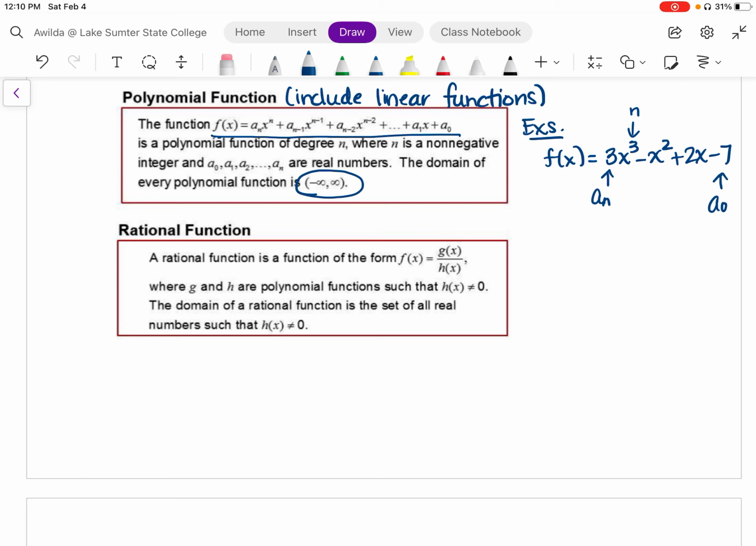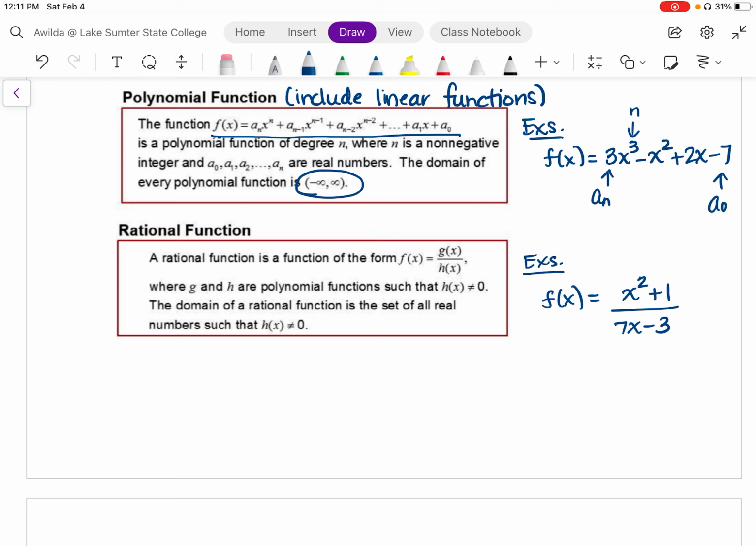In a rational function, we have f of x is equal to g of x divided by h of x. That means that we have a polynomial divided by another polynomial, and both include the variable x. This is one case where you have to be careful about the domain because division by 0 is not defined. So here's an example of a rational function. What about f of x is equal to x squared plus 1 divided by 7x minus 3?